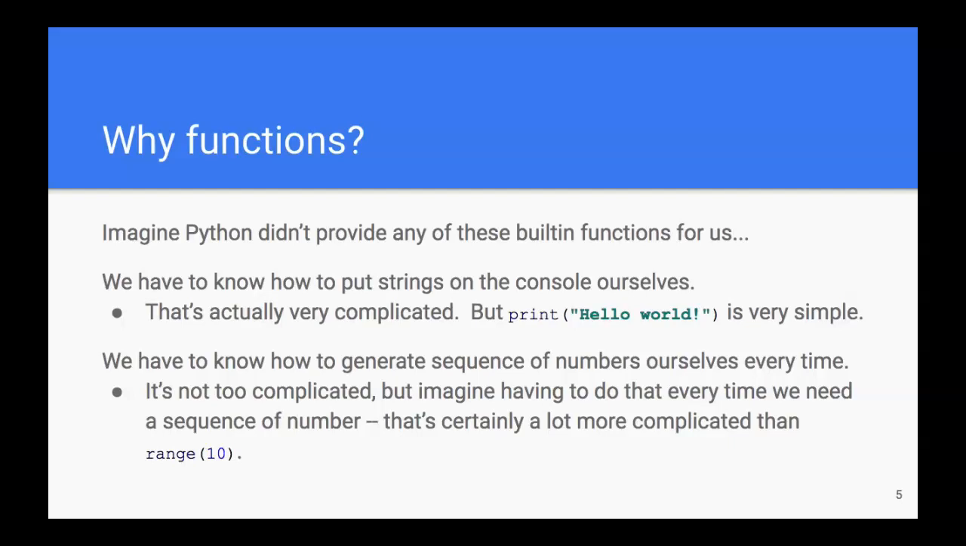For another example, how do we generate a sequence of numbers like range does? Well, we kind of know how to do that. But imagine if we had to do that every single time we write a for loop. That's a lot more complicated than just writing range and the number of times to repeat.